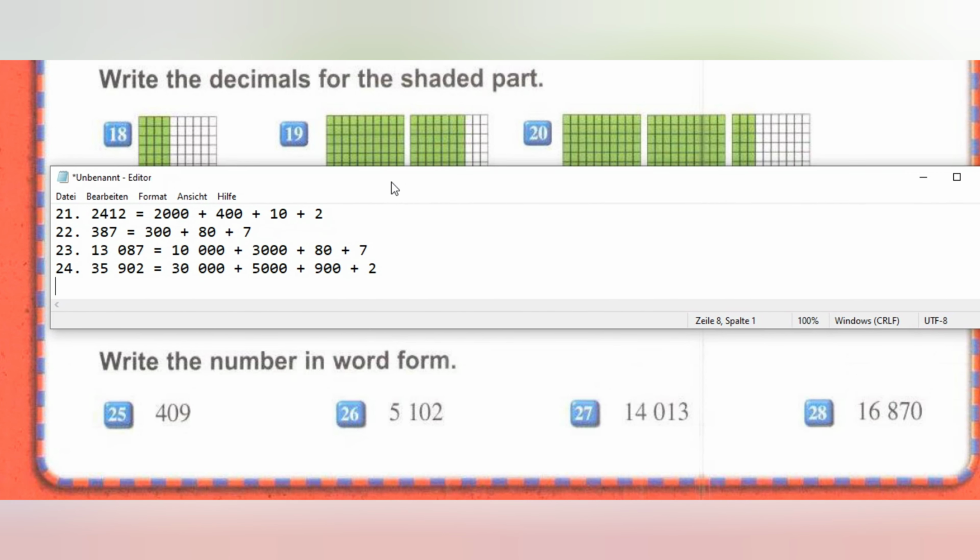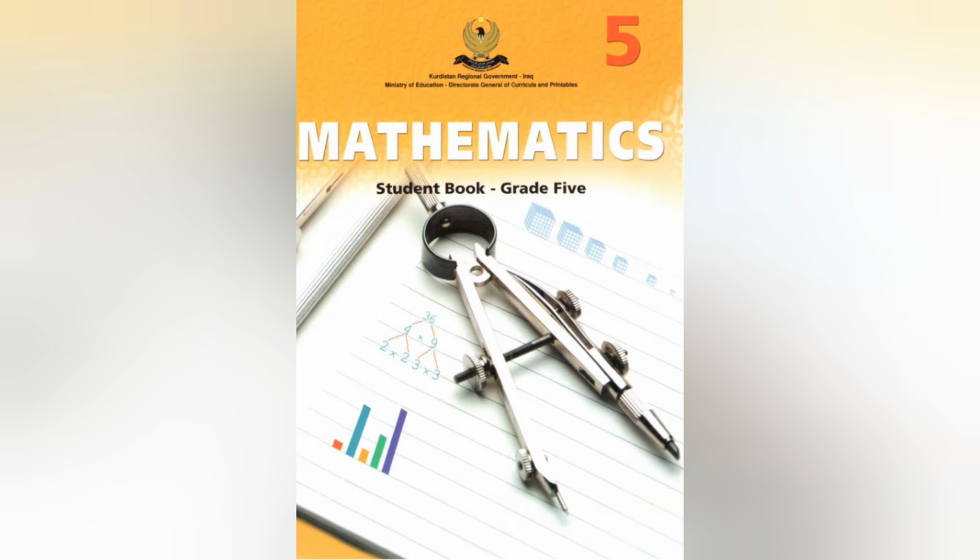And we will continue with problem number 25. And we must write the number in word form. So I will write it for you, but you can hear and you can write: 409. Another, 5,102. 14,013 and 16,817. We are finished.